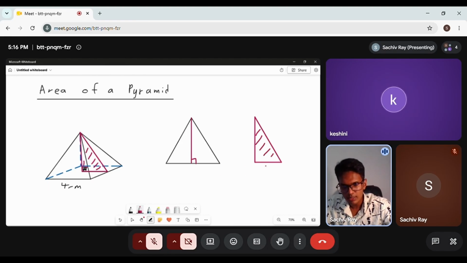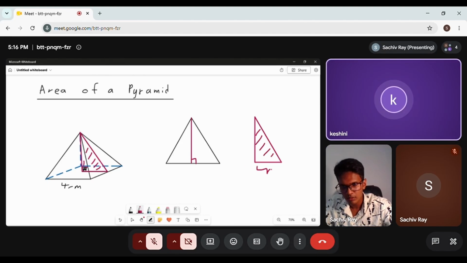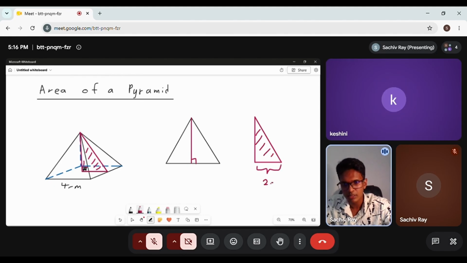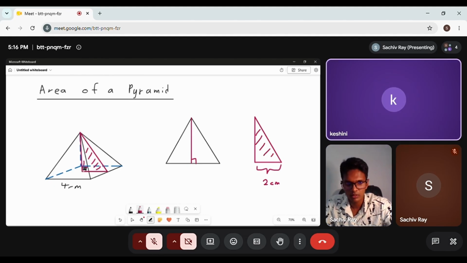Now what is this length? 2 centimeters, because the pyramid is equal on all four sides. So that top point is the center point of the square, so we can say that it's half. So from this side also it will be 2.